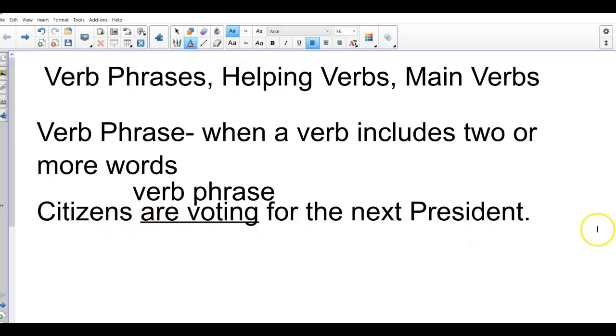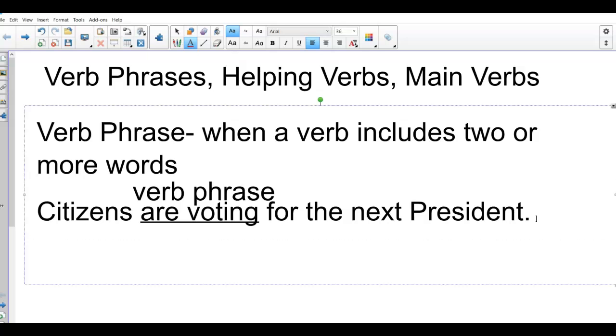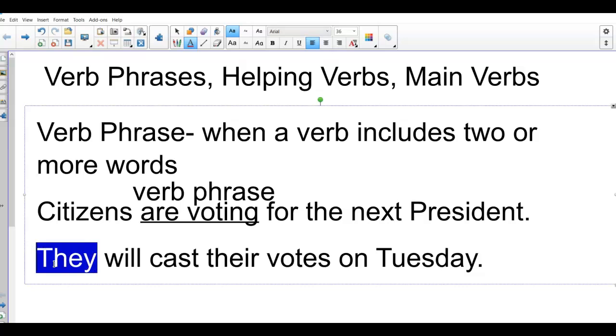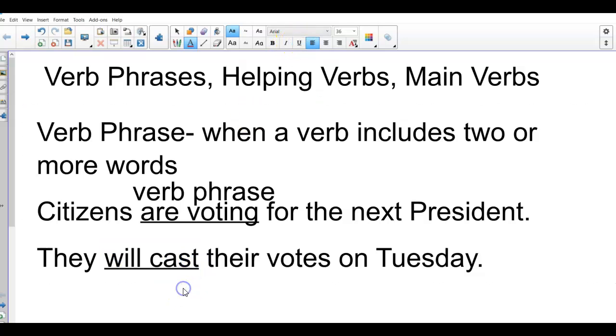So, citizens are voting for the next president. They are working together. This would be considered your verb phrase. Another one would be: they will cast their votes on Tuesday. So, they is my subject, my who or my what, and will cast is what they're going to be doing. So, here's my verb phrase. Two words working together. Two verbs working together. Okay?